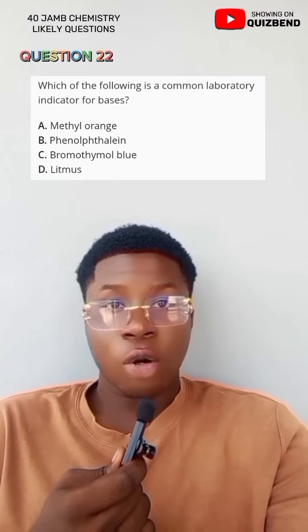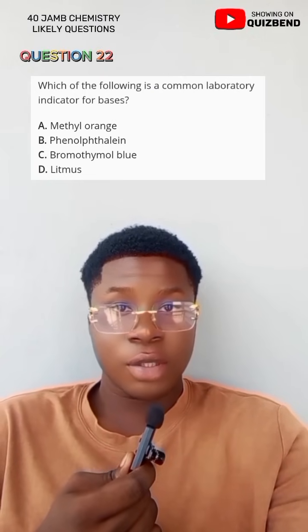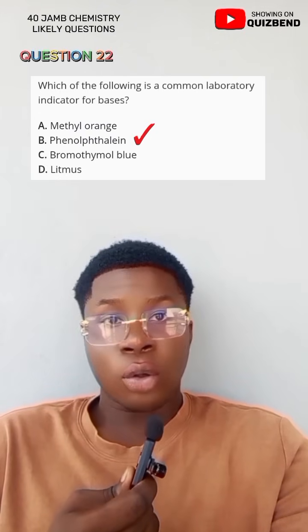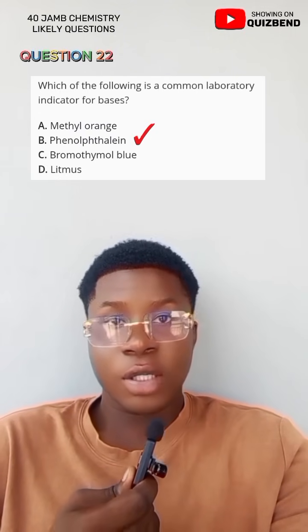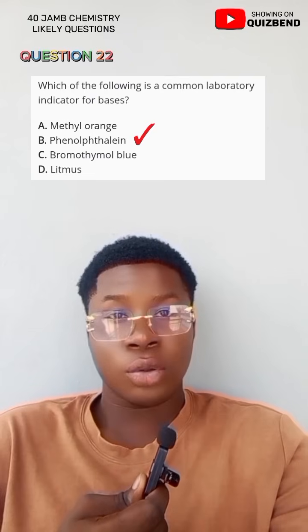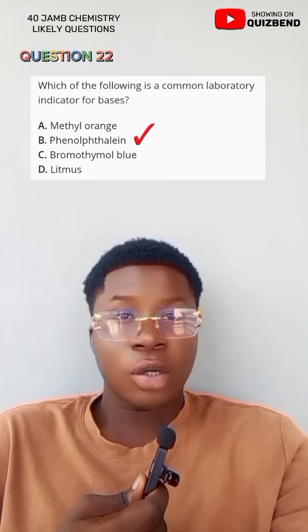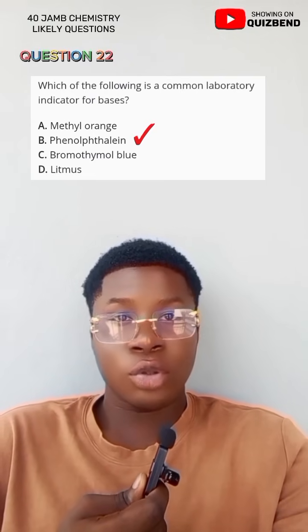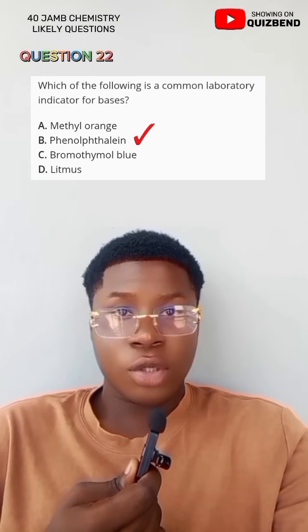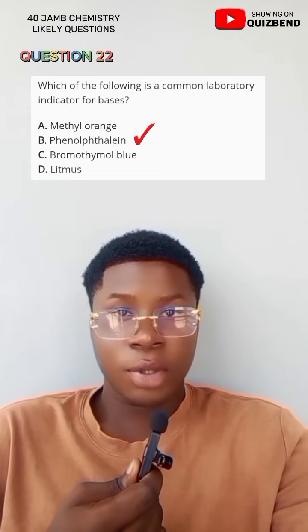Which of the following is a common laboratory indicator for bases? The correct answer here is phenolphthalein, because phenolphthalein turns pink or magenta when placed in basic solutions but remains colorless when placed in acidic solutions, and the pH of phenolphthalein in basic solution ranges from 8.2 to 10. So the correct answer to this question is phenolphthalein, option B.